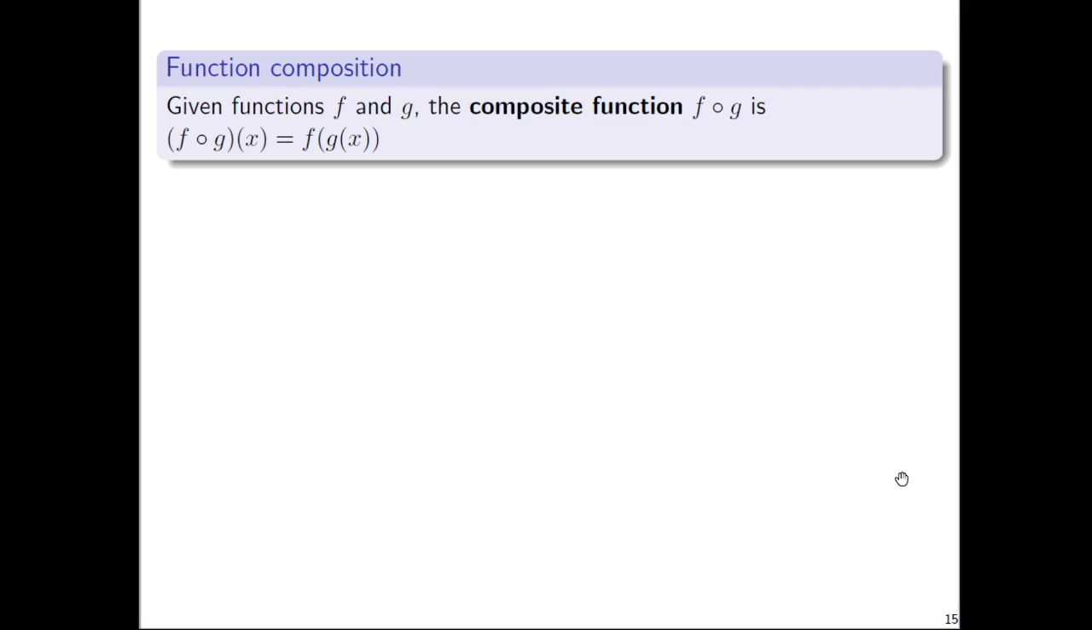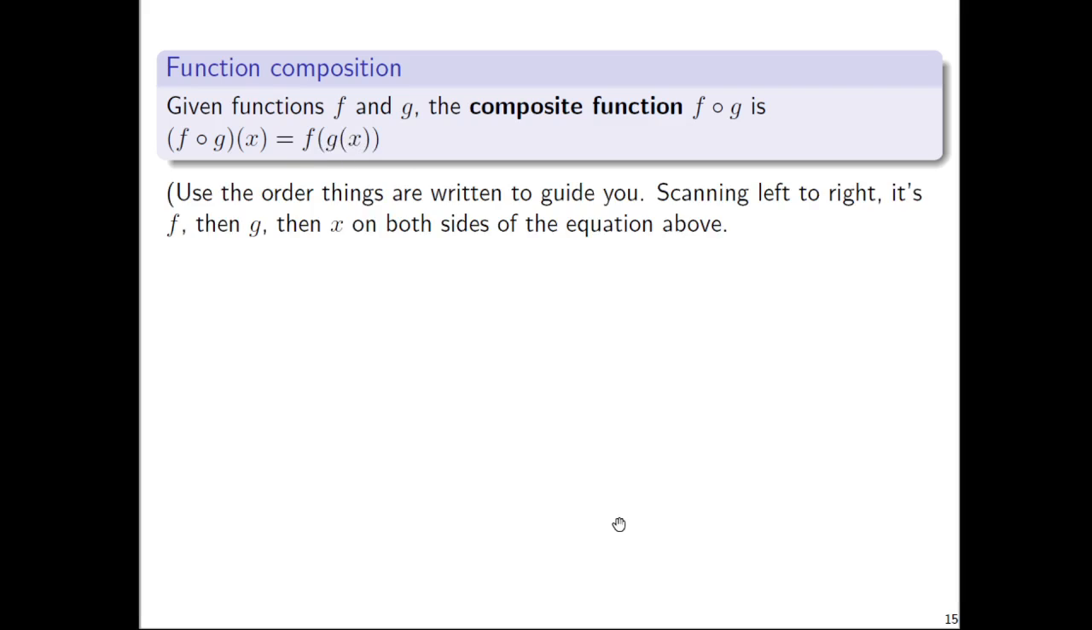Given two functions f and g, the composite function, f, this little circle, needs to be drawn to not confuse it with the multiplication we saw earlier. So f circle g, or f compose g, is, well, f compose g of x equals f of g of x. So here there's no multiplication. It's one function's output being fed in as the input to another function.